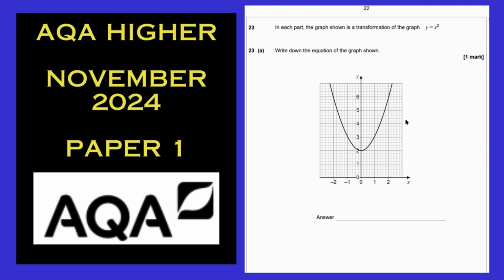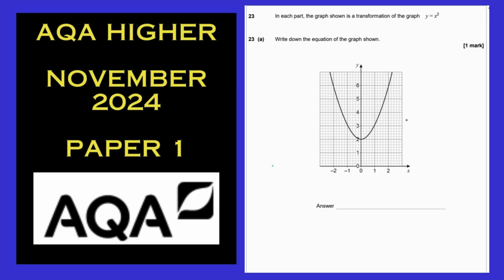Number 23. We've got the equation of the graph y equals x squared, and it's been moved up 2. That's what's happened. It's been moved up 2 units. If you've been revising your transformations of graphs, hopefully you'll remember that if you want to move a graph up 2, you simply stick a +2 on the end. Move it down 2, that'd be a -2. If you want to move it left and right, that's where the x becomes things like that. But that's not what's happened here. So not today.